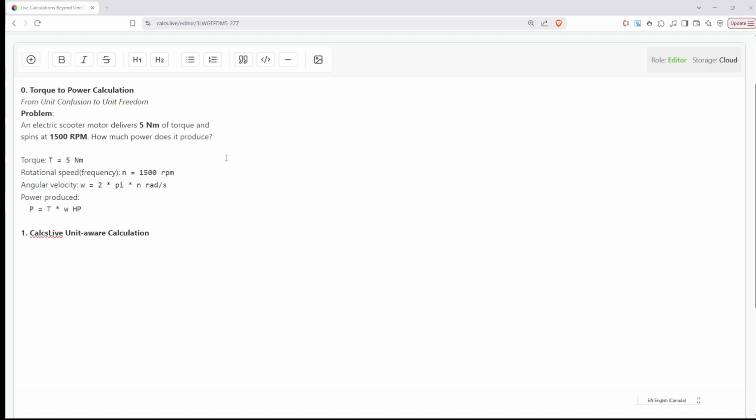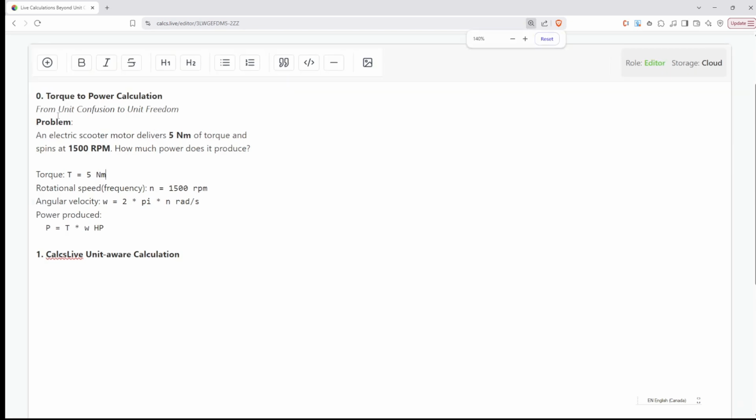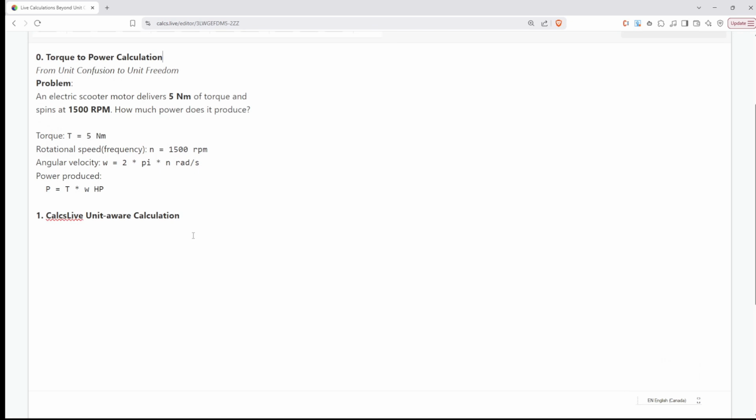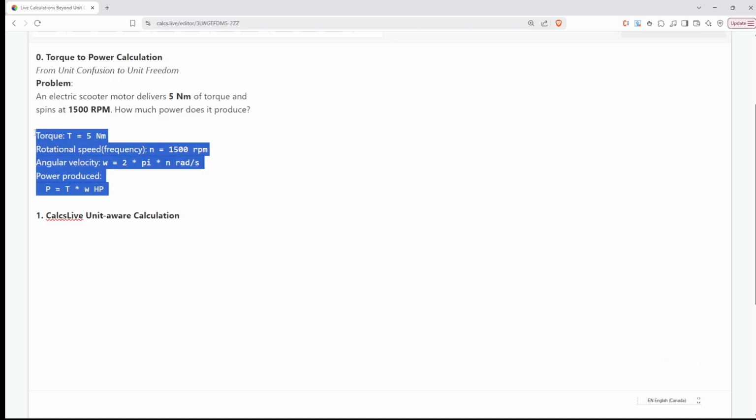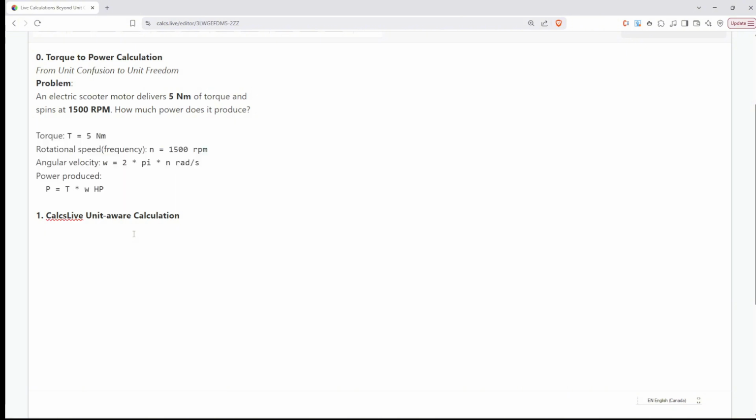Okay, so let's try and unpack this. Have you ever looked at a motor? Maybe something simple like an electric scooter. You see these numbers: how hard it twists, that's the torque, right? Right. Torque. And how fast it's spinning, usually in RPM. Rotations per minute. And you think, okay, how much power is this thing actually putting out? It feels like it should be straightforward. Just multiply them. You'd think so.